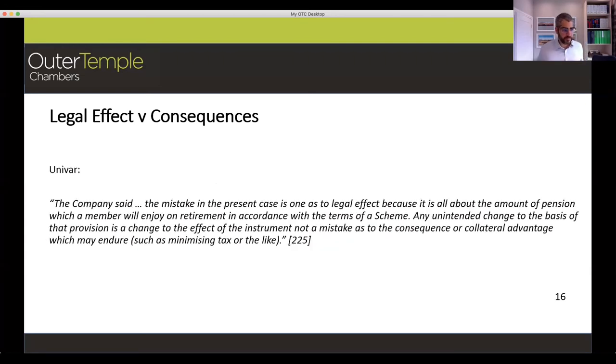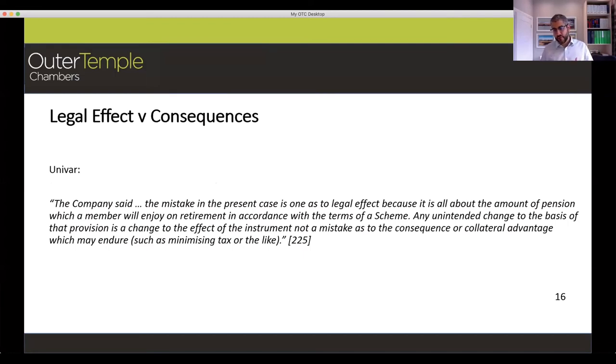Just keeping half an eye on time, in Univar, the point was taken in Univar as well and was rejected by Mr. Justice Trower. Part of the reason is contained in paragraph 225, which is up there on that slide. So I think the general point to keep in mind as a starting position is it's an argument that does tend to fail in pensions cases.